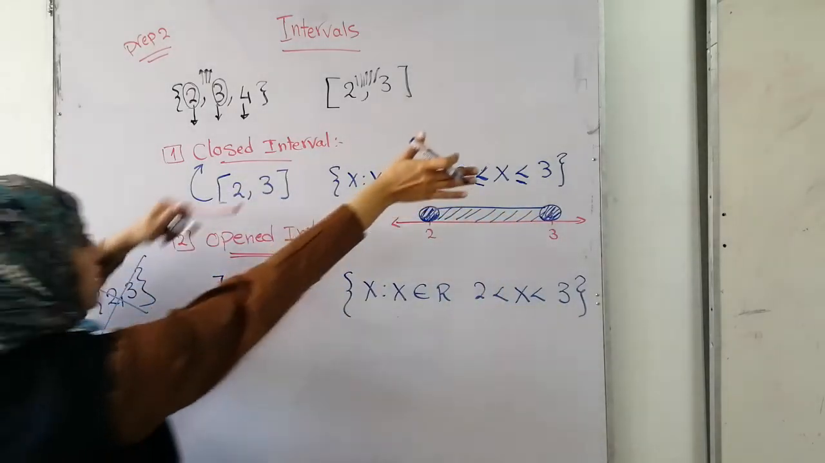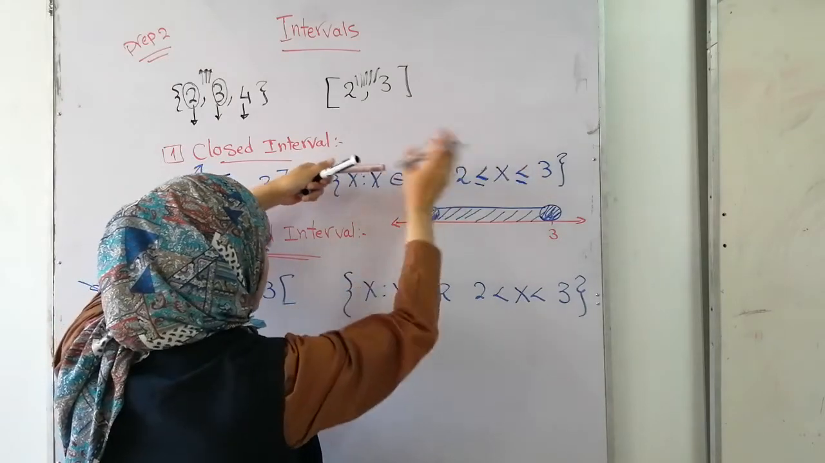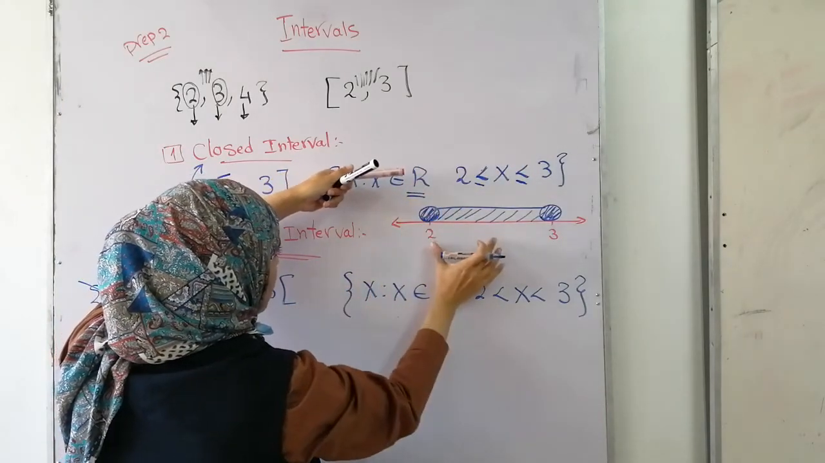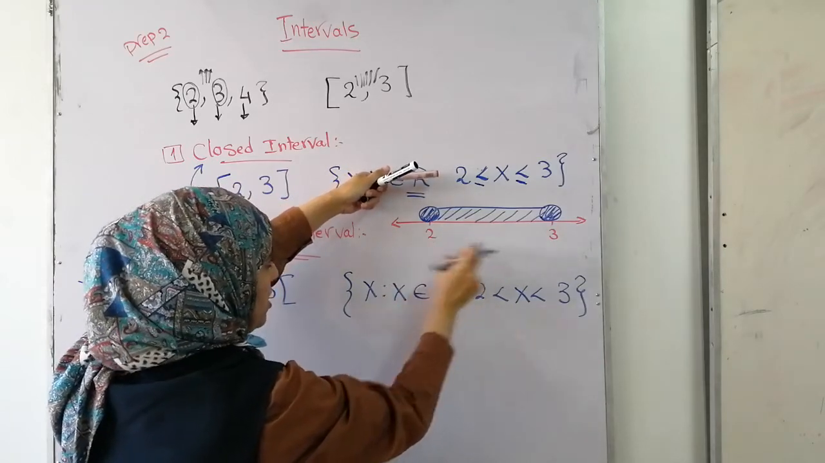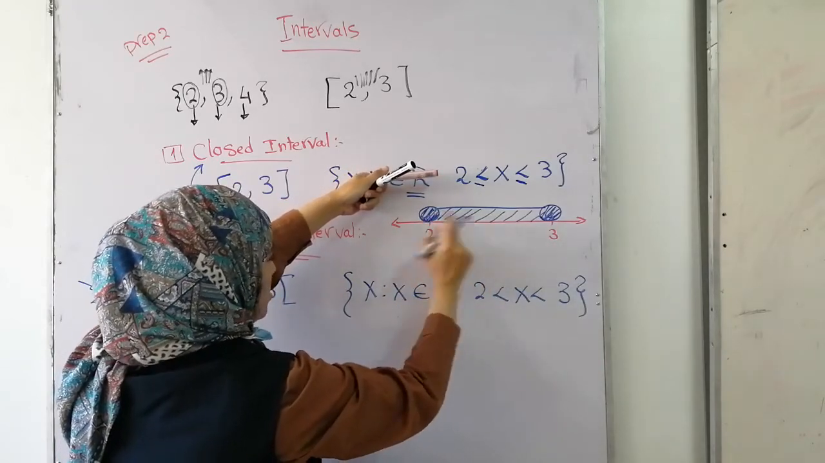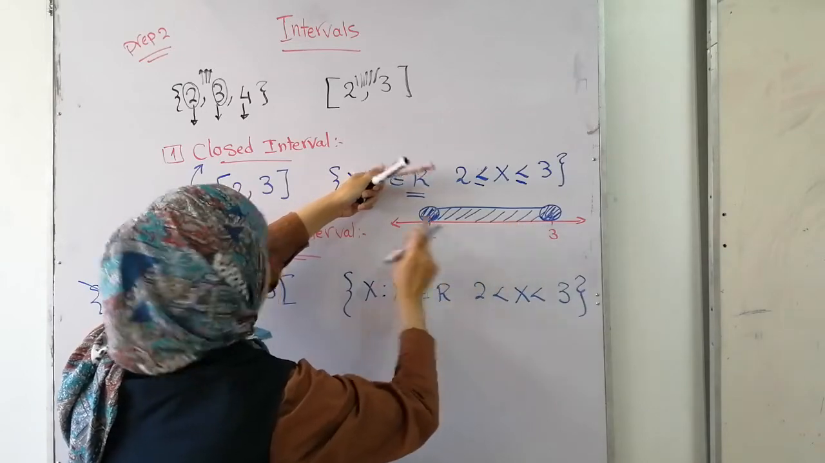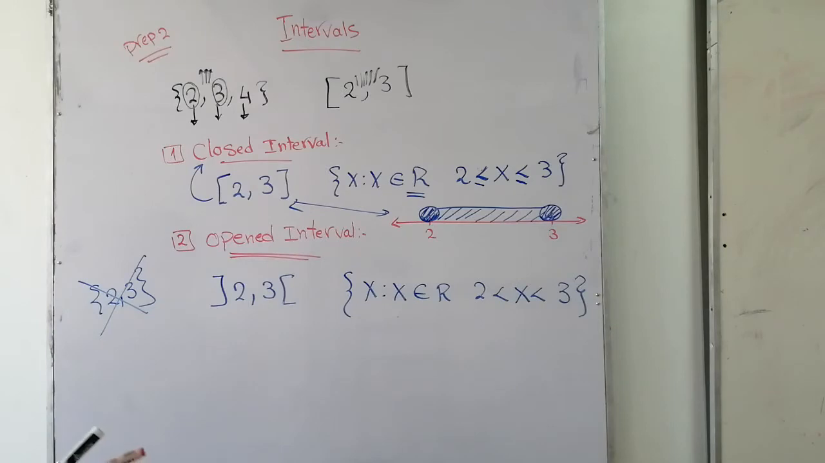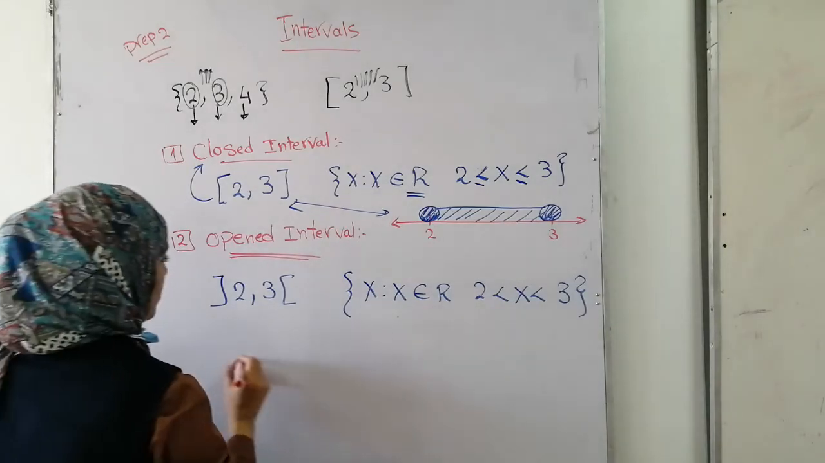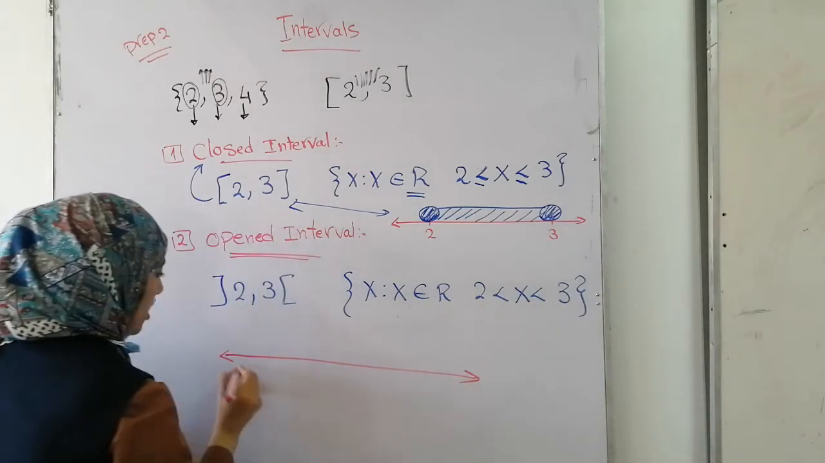So if we don't read this, we can find the interval from the drawing. It's 2 and 3 closed and the numbers between them. This is exactly it.